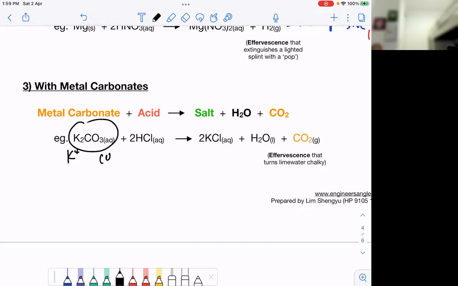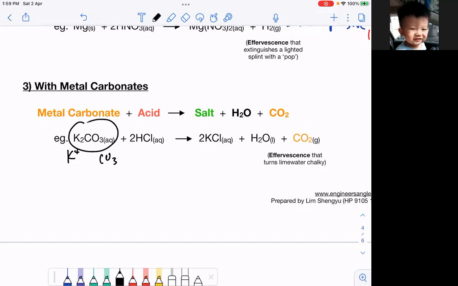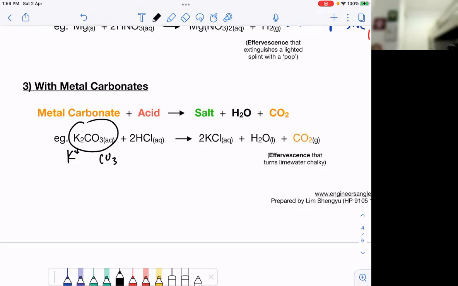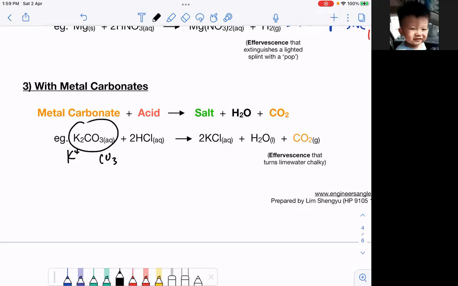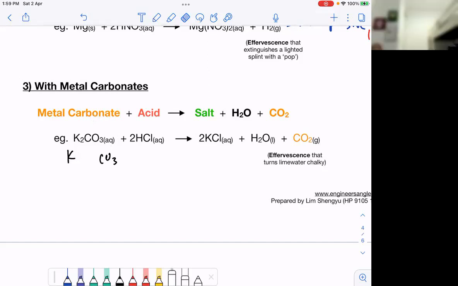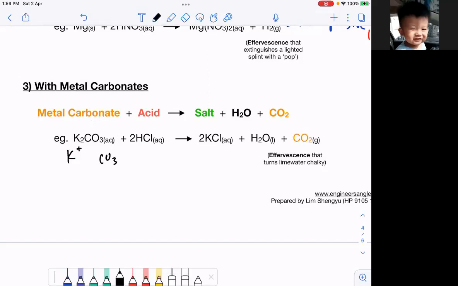CO3. That's it? Carbonate. Yeah. Like that can crisscross or not? I don't know how to crisscross like that. Can crisscross, man? This is not even an ion. CO3 is not even an ion. No charge, how to crisscross?